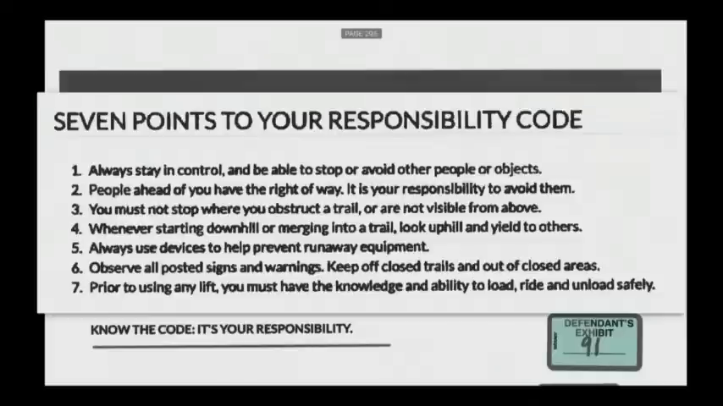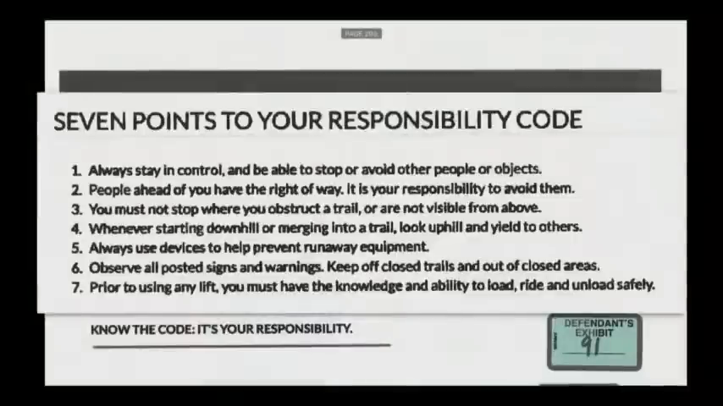Okay, and let's talk about the particular points here. I'll pull them out. Should we just go through them one by one? Sure, however you want to do it. Okay, so the first one: always stay in control and be able to stop or avoid other people or objects. That seems fairly common sense. Yes, if that one doesn't work, the rest of them aren't going to work.